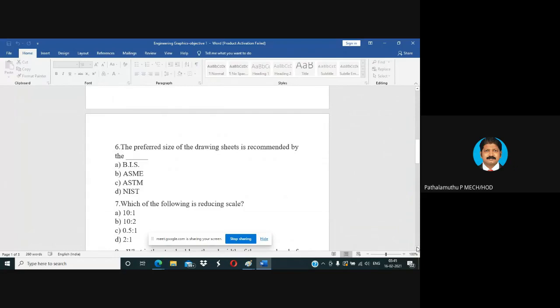Next question: which of the following is a reducing scale? The options are 10:1, 10:2, 0.5:1, 2:1. The correct answer is 0.5:1, the reducing scale. Normally it is also represented as 1:2. So the answer for the 7th question is option C, 0.5:1. The remaining are all increasing scales. The reducing scale is 0.5:1, option C.